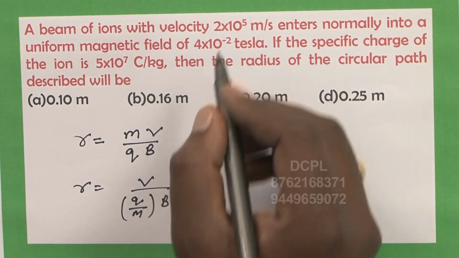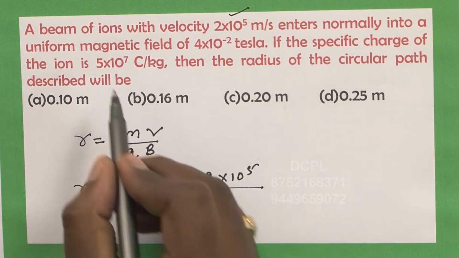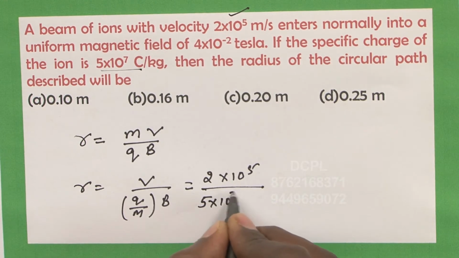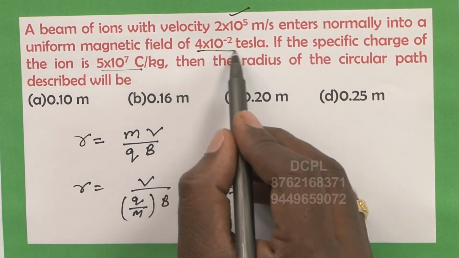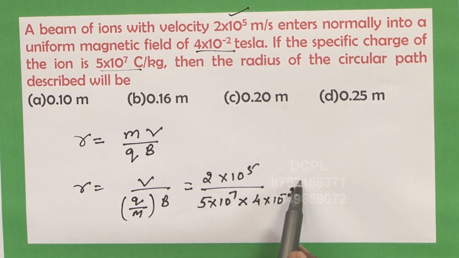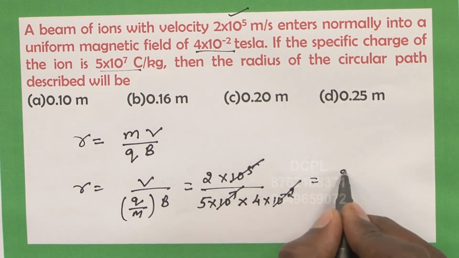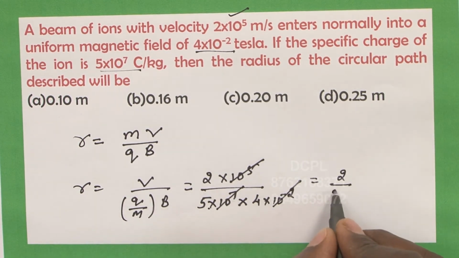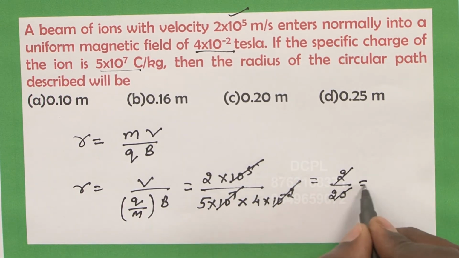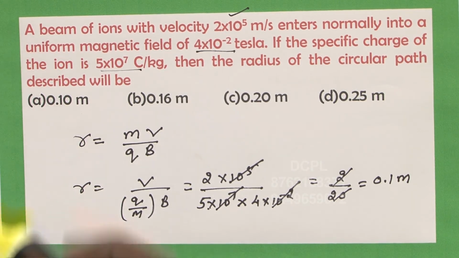So, velocity they are given 2 into 10 raised to 5, q by m is the specific charge, that is 5 into 10 raised to 7, into B represents the magnetic field, that is 4 into 10 power minus 2. So, 10 raised to 7 into 10 power minus 2, 10 power 5, that is going to cancel with numerator 10 power 5. Then it becomes 2 divided by 5 into 4, that is 2 by 20. So, that becomes 2 by 20, that is 1 by 10, that is 0.1 meter. So, the radius described by the particle in an uniform magnetic field is 0.1 meter. Therefore, the correct option is option A.